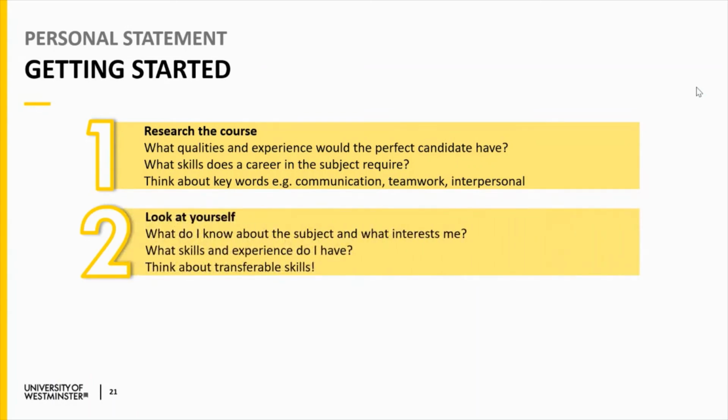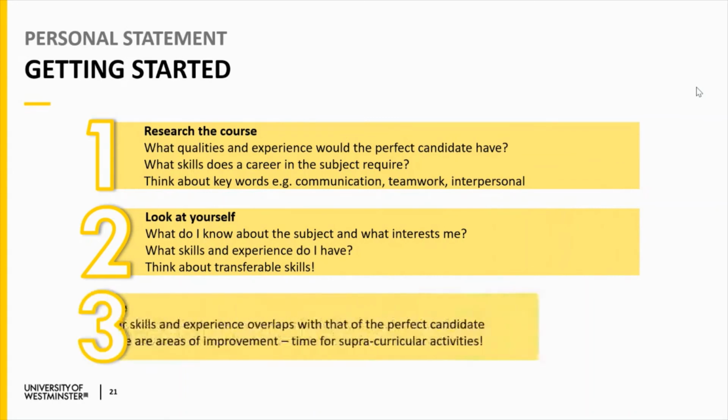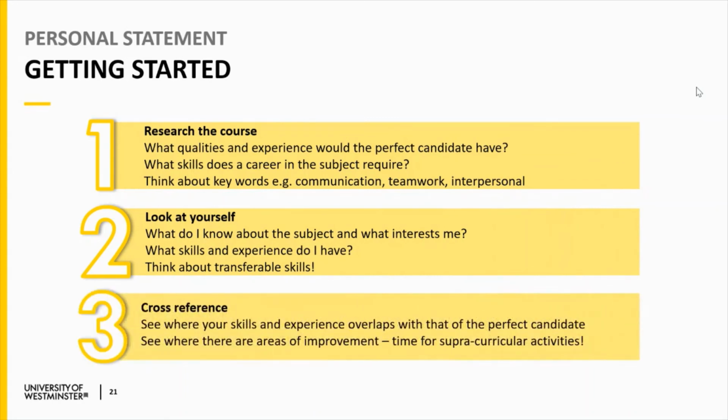Next, you want to have a look at your own skill set and motivations. So think about everything that you've done. You won't use all of it, but obviously it's a good idea to get everything down to have a good bank to pull from. And lastly, you're then going to cross-reference the 2 sheets. So see where your own experience overlaps with the perfect candidate. And if you don't have much, then this is where you should start some super curricular activities, see where you can fit those pieces in.